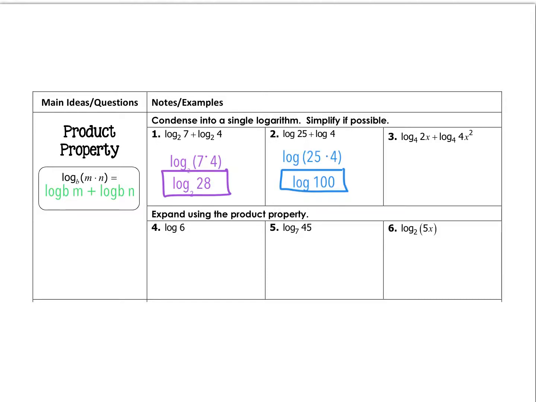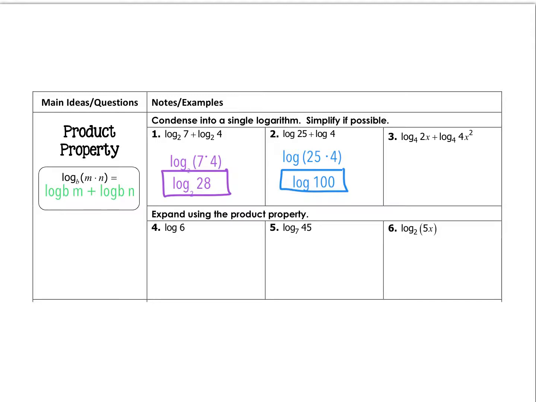So hopefully you were able to remember that if there is no base written there, it's automatically a 10. And so they both have a log base 10. So I can use the product property to rewrite it as log of 25 times 4, which is the log of 100. All right, let's go on to number 3 and see if we can figure this out.